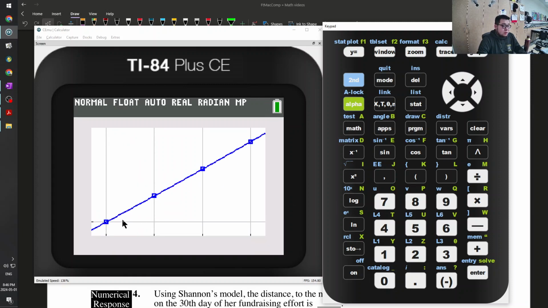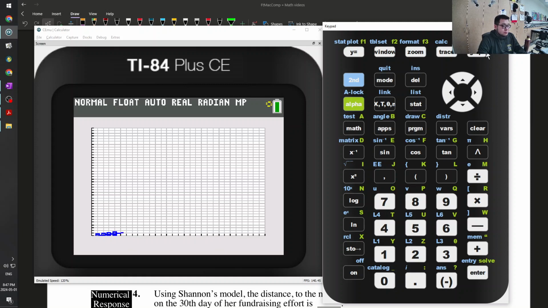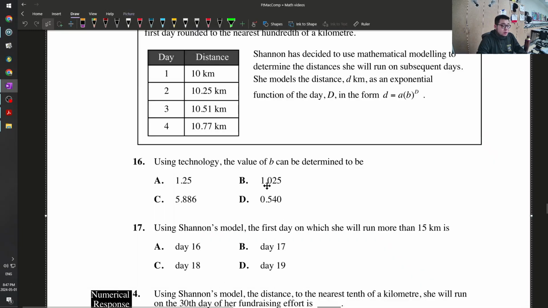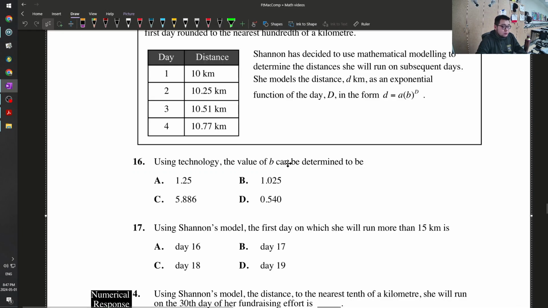Okay, so it doesn't look like a really good exponential regression, but we have to change our window settings. Like change our x max to maybe 30 days. X minimum is 0. Y minimum, let's change it to 0, and then Y maximum, let's change it to 50. Okay, so it does look like an exponential regression. So what is the value of B? Oh, I forgot my value of B. Good thing I can see it right here: 1.025.